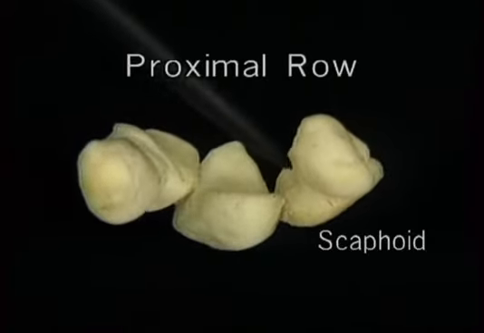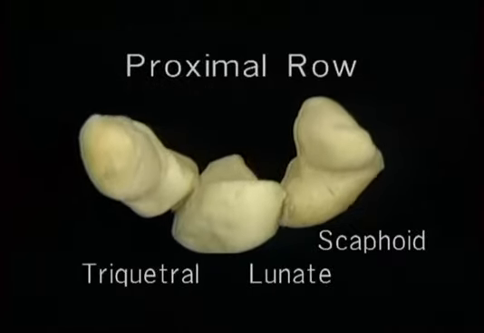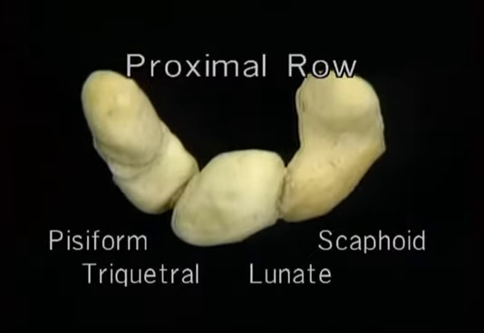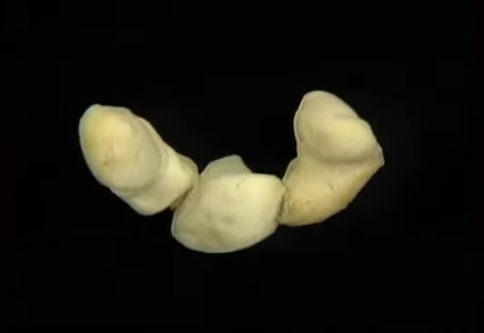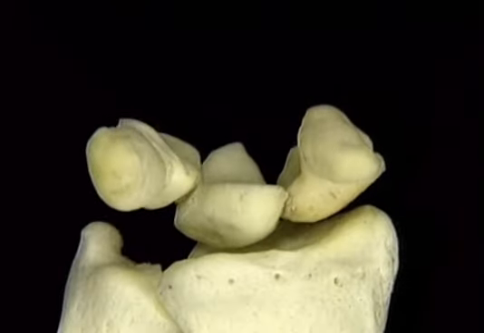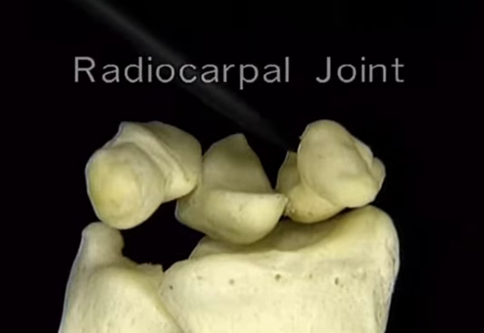The four bones of the proximal row are the scaphoid, the lunate, the triquetral, and the pisiform, which sits by itself on the triquetral. The scaphoid, the lunate, and part of the triquetral articulate with the distal end of the radius to form the radiocarpal joint.